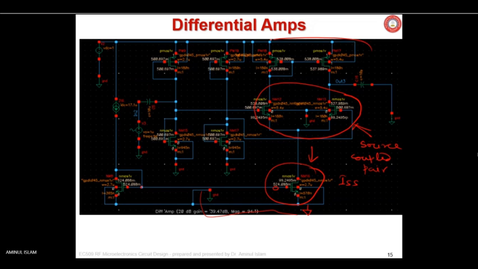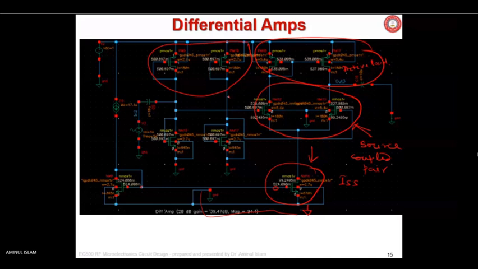And what is this? Tell me. Active load, M3, M4. M3, M2, that is the active load of the differential pair. What are these for? Can you think of what these two are for?